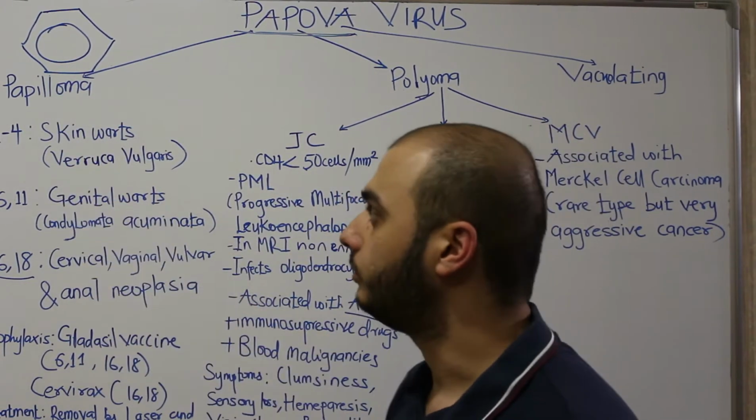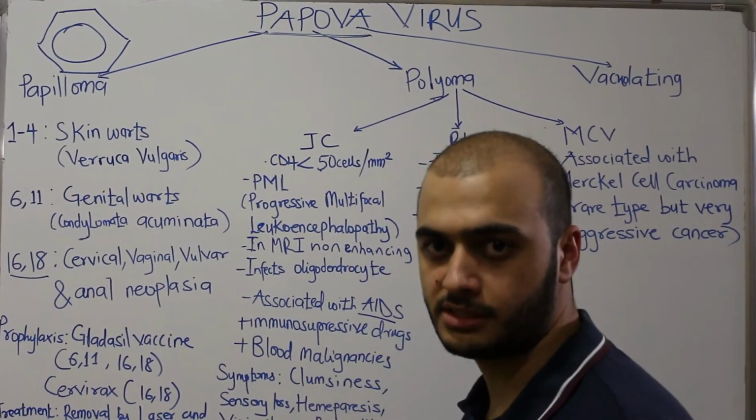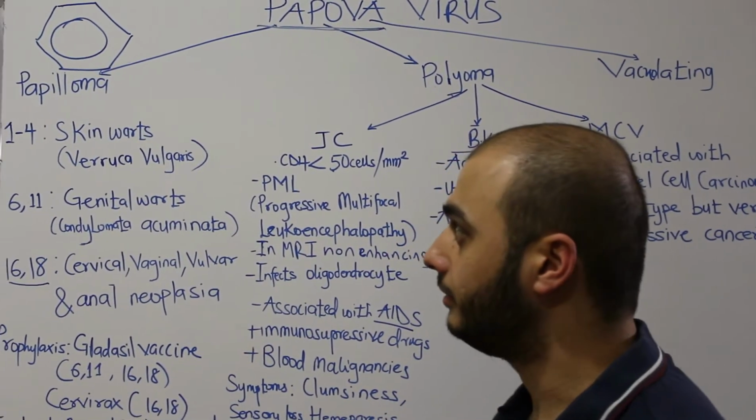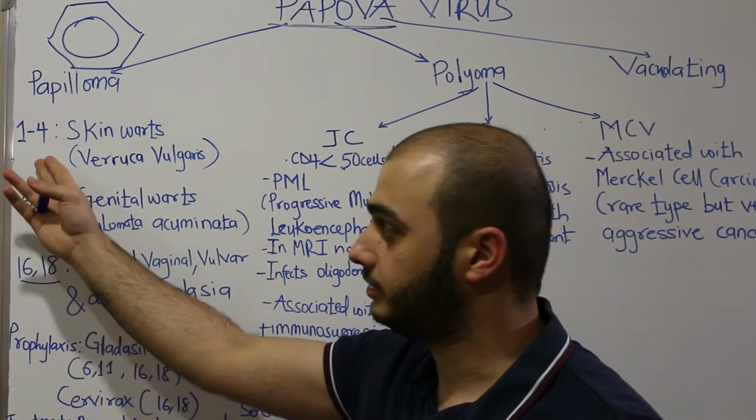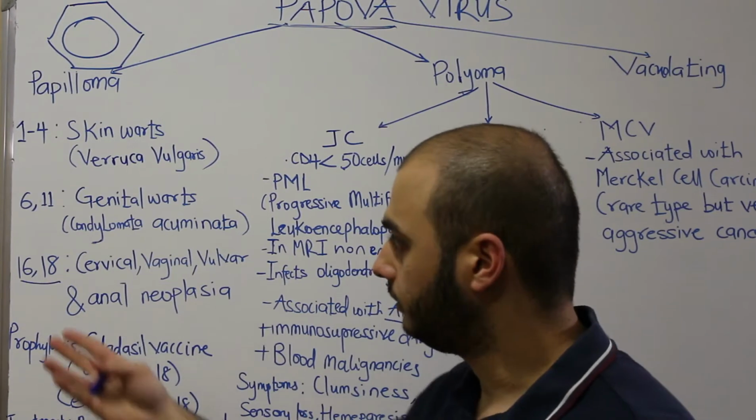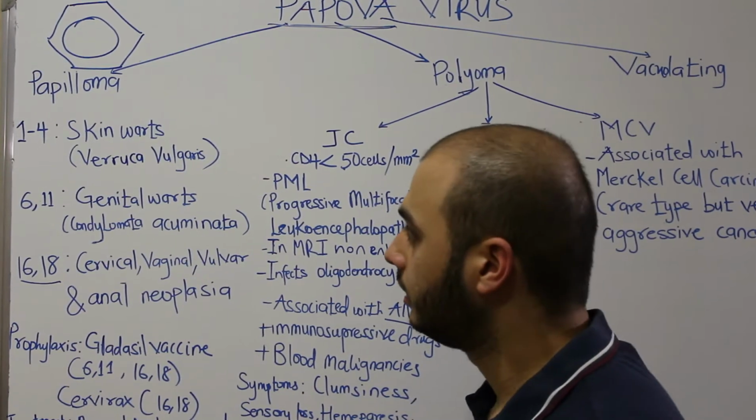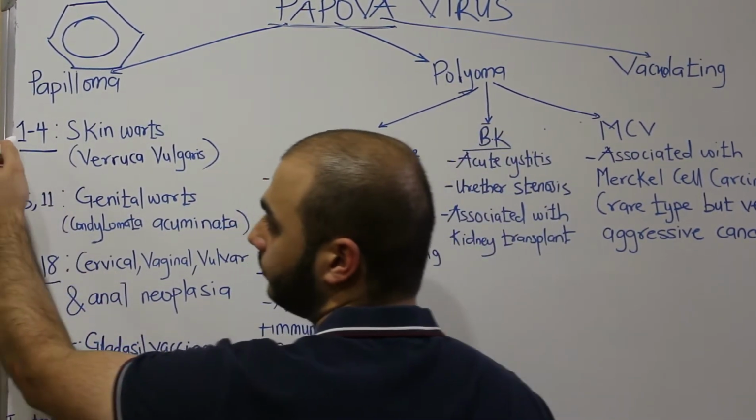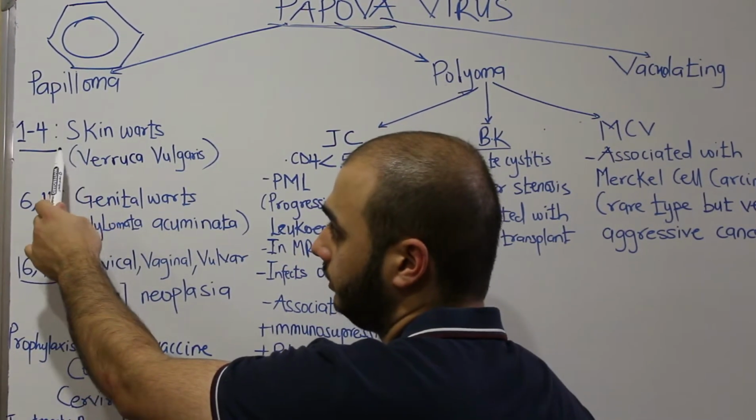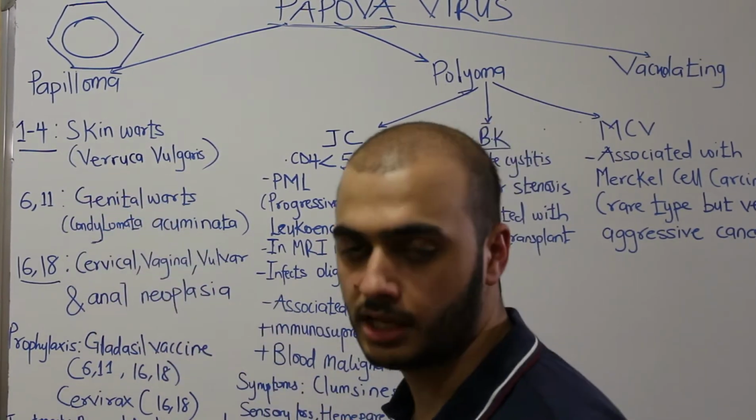Then Papilloma. It's a family which includes at least 60 serotypes discovered till now, and we are interested in some of them, not all, because just some of them most commonly infect humans and are commonly asked in high-yield exams. So serotypes 1 to 4 make skin warts called verruca vulgaris.